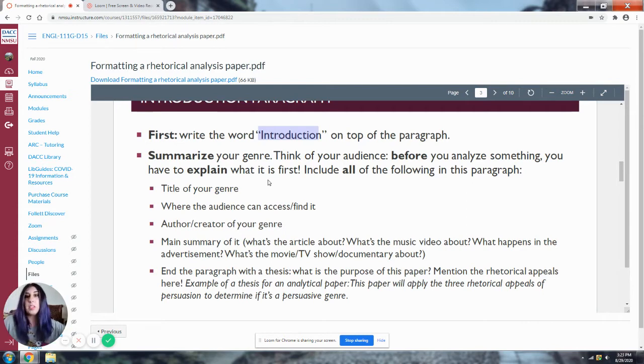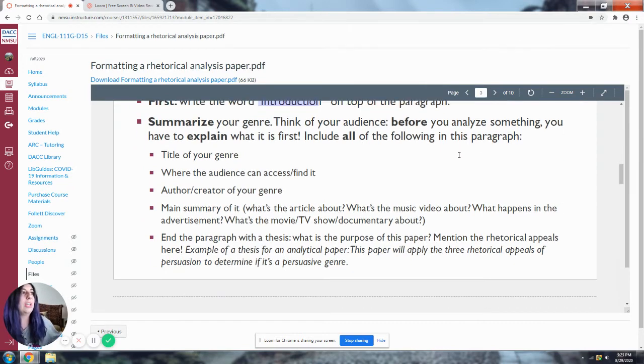The introduction, that's the only place where you should summarize your genre. You want to be audience aware and assume your audience has never heard of your genre. So that kind of technical information should go first. So think of your audience. Before you analyze something, you have to explain what it is first. The introduction paragraph should include all of this.